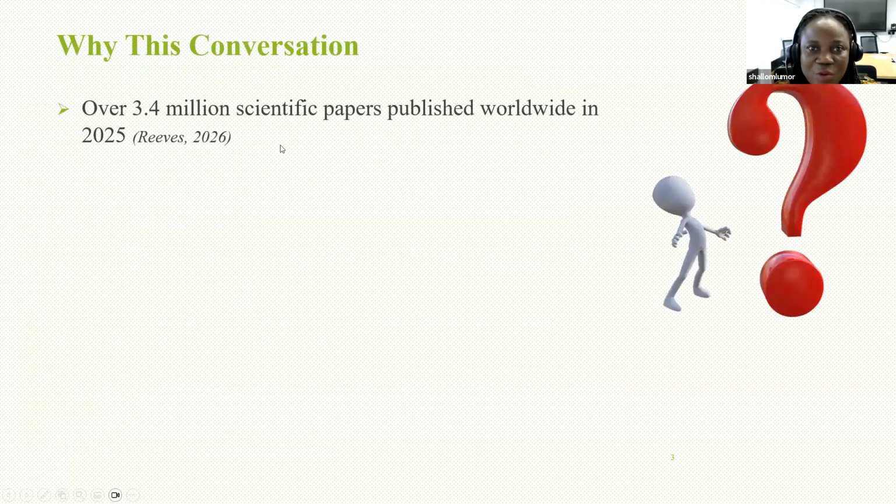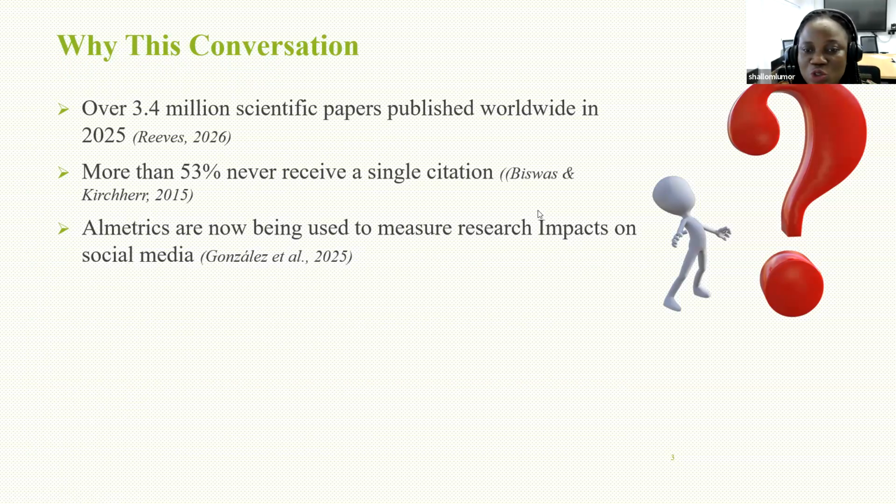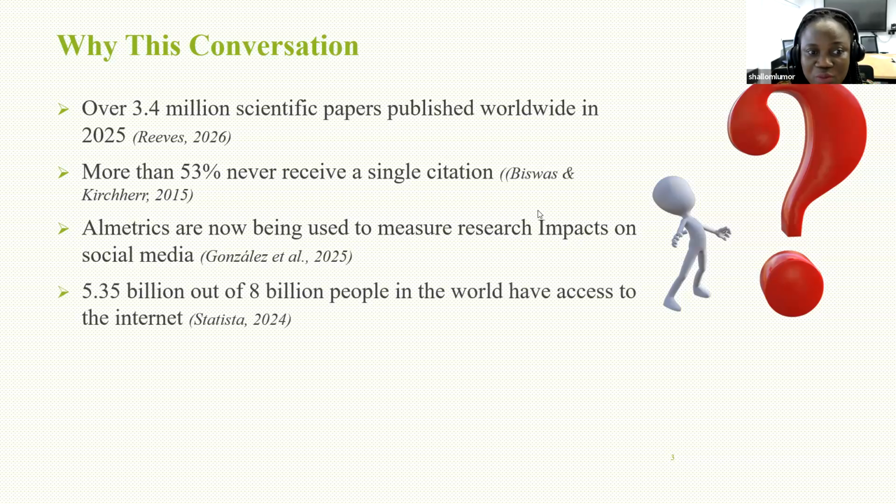Now, why this conversation? Over 3.4 million papers are published worldwide. This is according to a research in 2025. And more than 53% of papers don't receive a single citation. And mind you, citation does not mean that the papers have been read. And metrics are now being used to measure research impact on social media. So research impact has moved beyond just journal publication to how people are interacting with your research on social media.